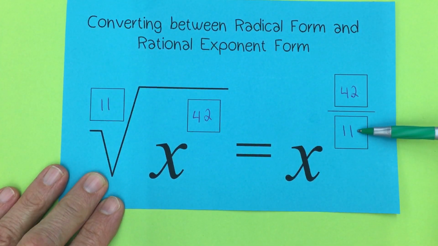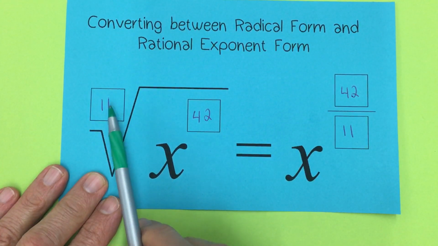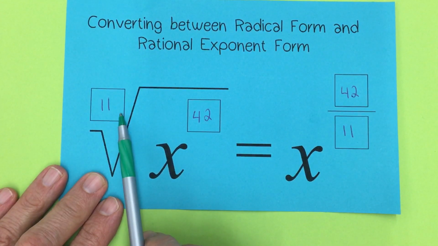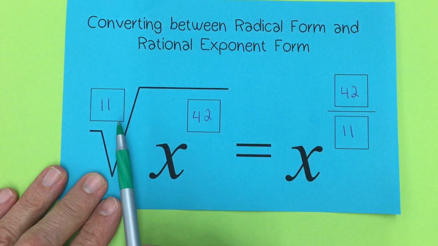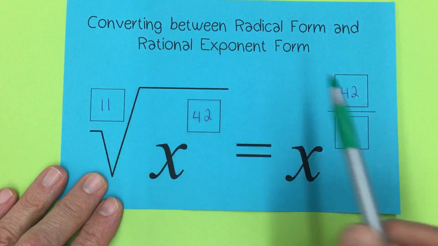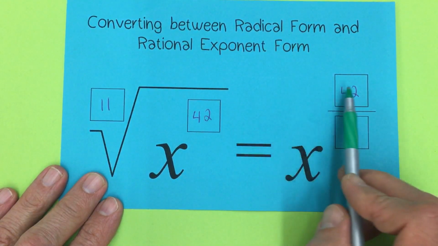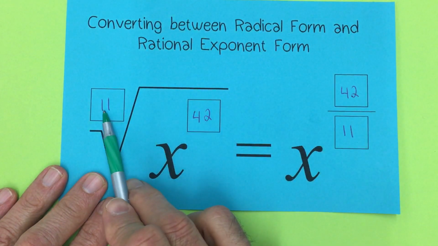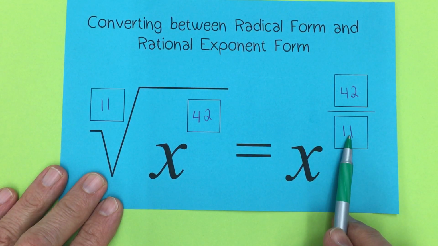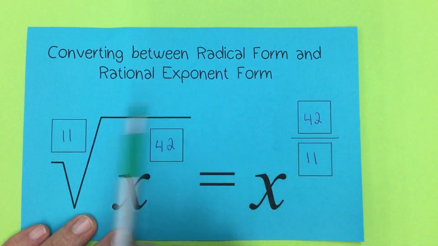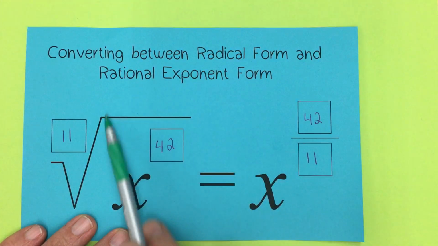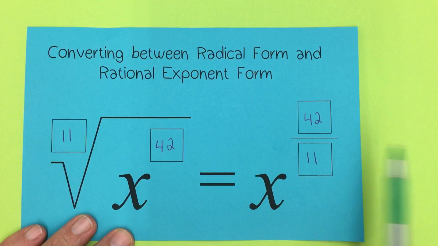This number in the bottom is your root. Did you know that there could be roots other than a square root? There could be cubed roots, fourth roots. This is an 11th root. My power is my numerator. My root is my denominator. We're going to do a little bit of practice with this in a minute. So as soon as you write this down, let's do our assignment.